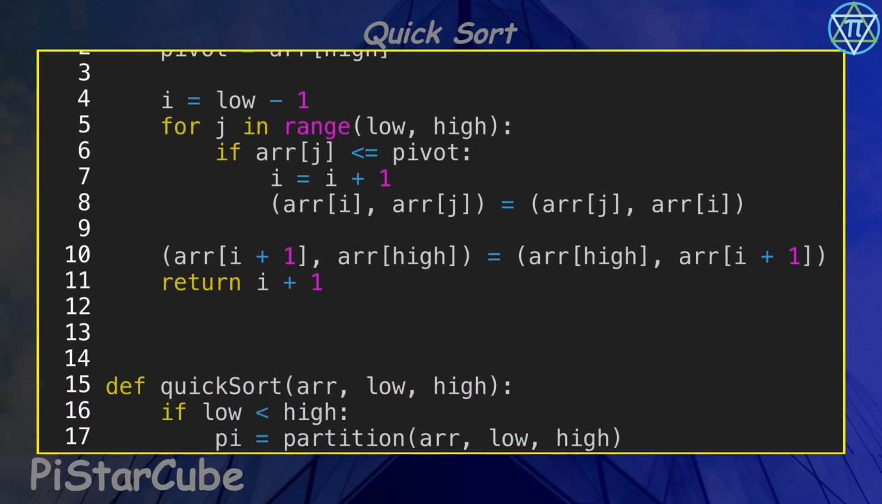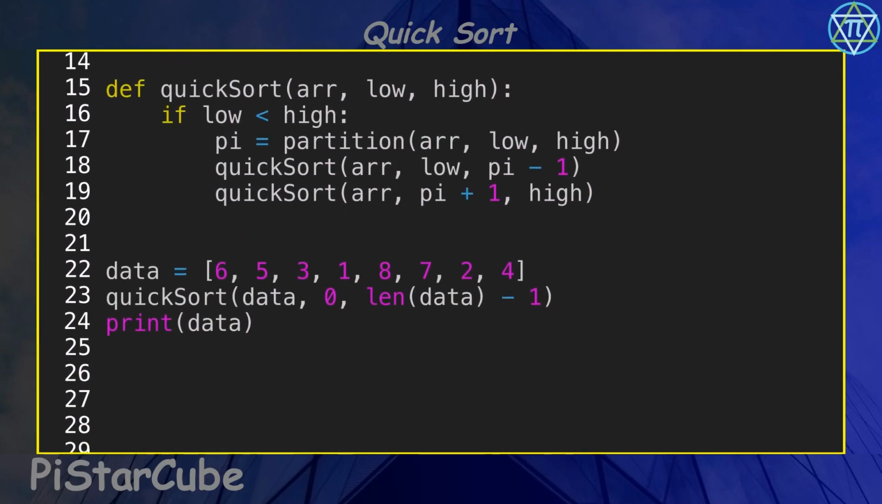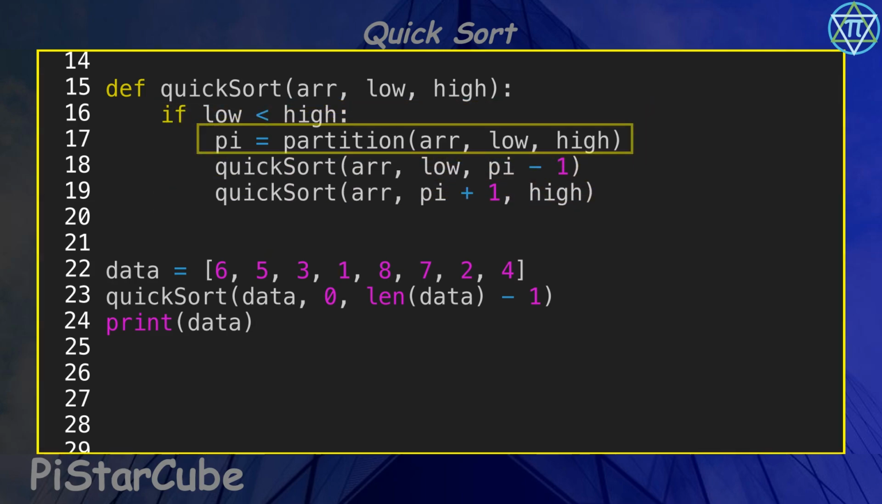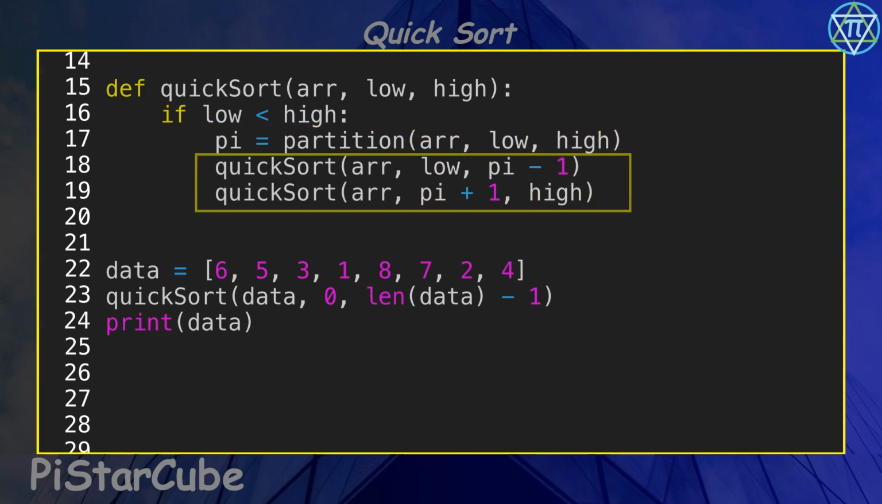Now we move on to the quicksort function. The quicksort function is a recursive function. It checks if low is less than high to ensure that there are at least two elements to sort. If the condition is true, it calls the partition function to get the pivot index. After partitioning, quicksort is called recursively on the two halves of the array, first for the left side of the pivot and then for the right side of the pivot.